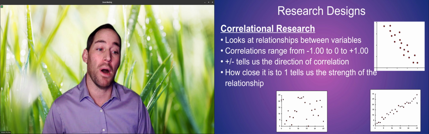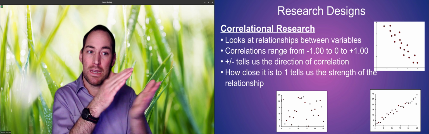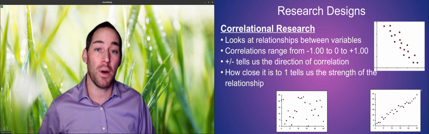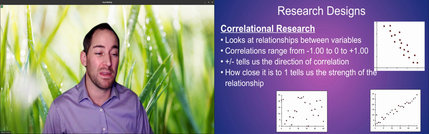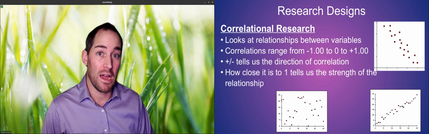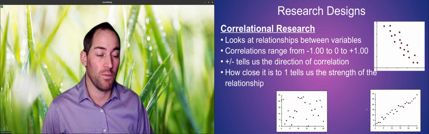This is a strong positive correlation. You see it's a really narrow, skinny line versus this one, which is a little bit broader. So there's a strong positive correlation here. It would probably be something like a positive R of .85 or higher, so very close to positive 1.00.